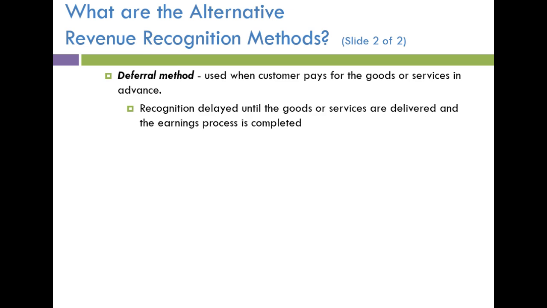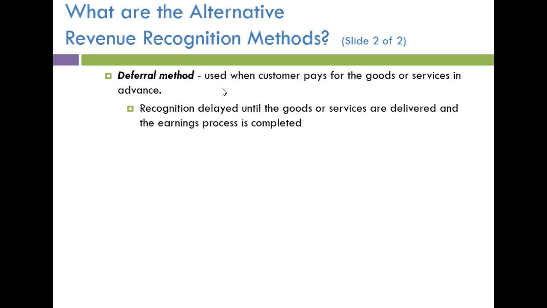The deferral method is used when customers pay for the goods and services in advance. So when I was talking about that retainer that a lot of attorneys use, or in my case, I'll use it for audits, I will receive money up front. That money technically gets debited in my books as cash. The credit is customer advances, right? It's a liability. I haven't earned the work yet, have I? I debited cash, but it's a liability.